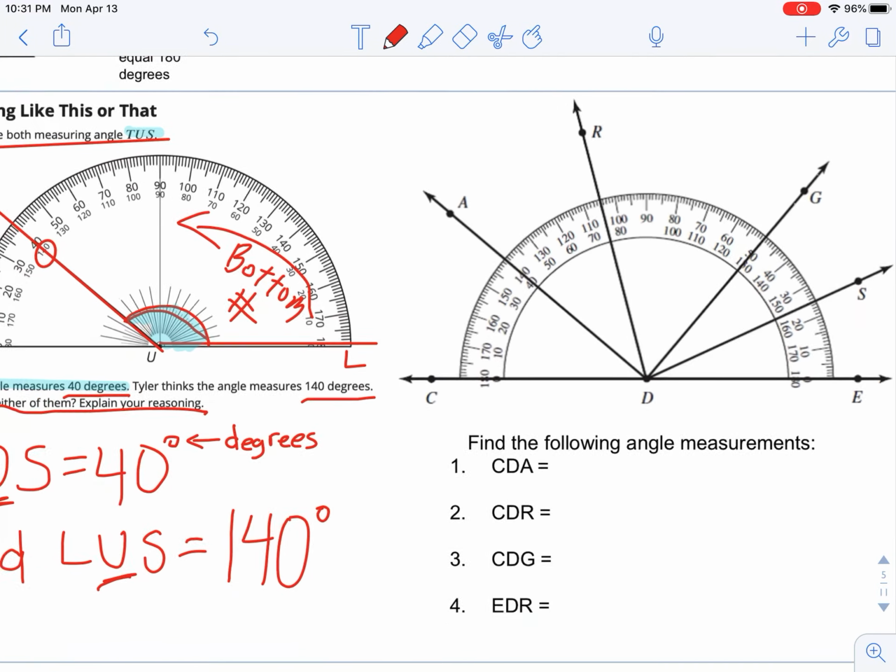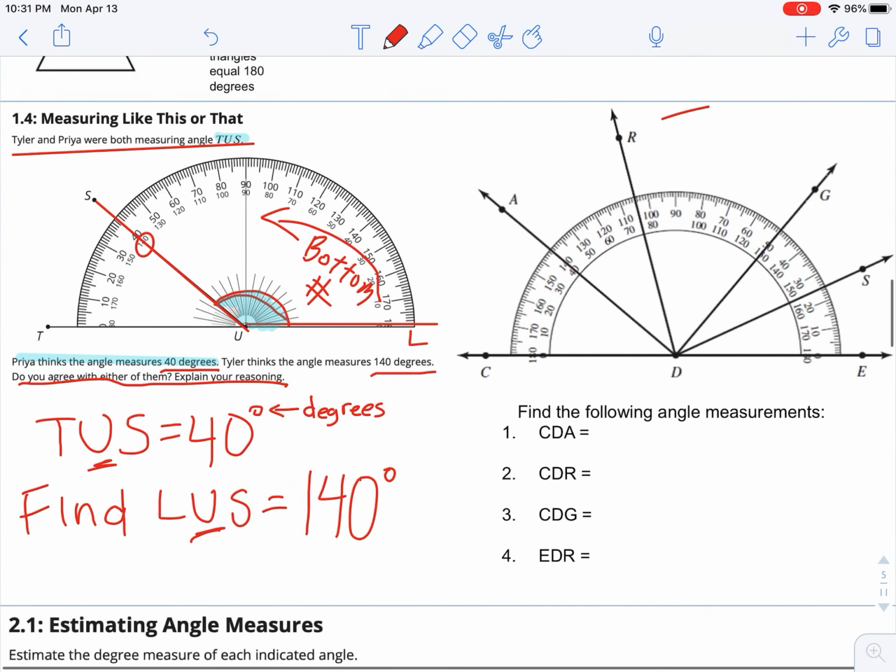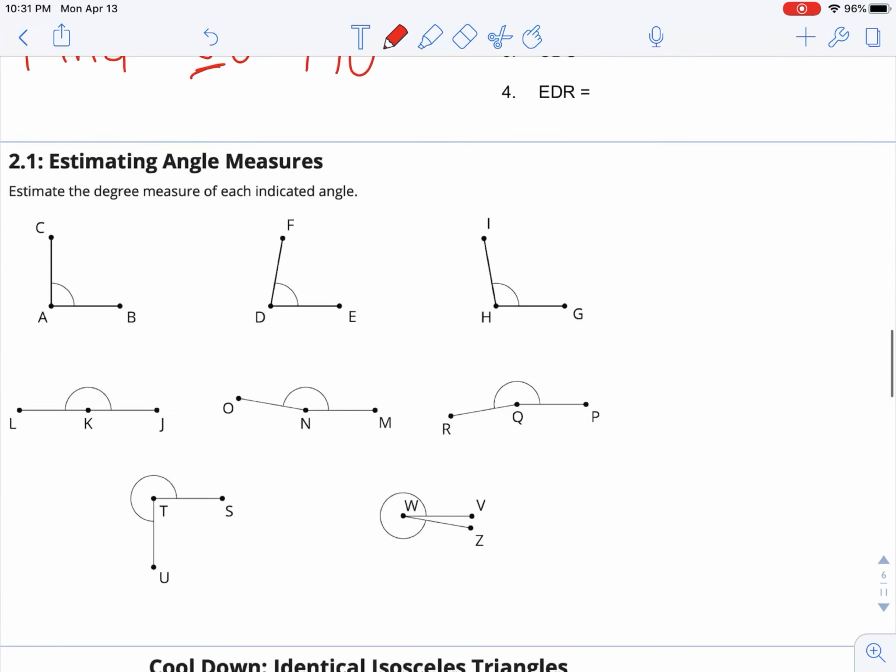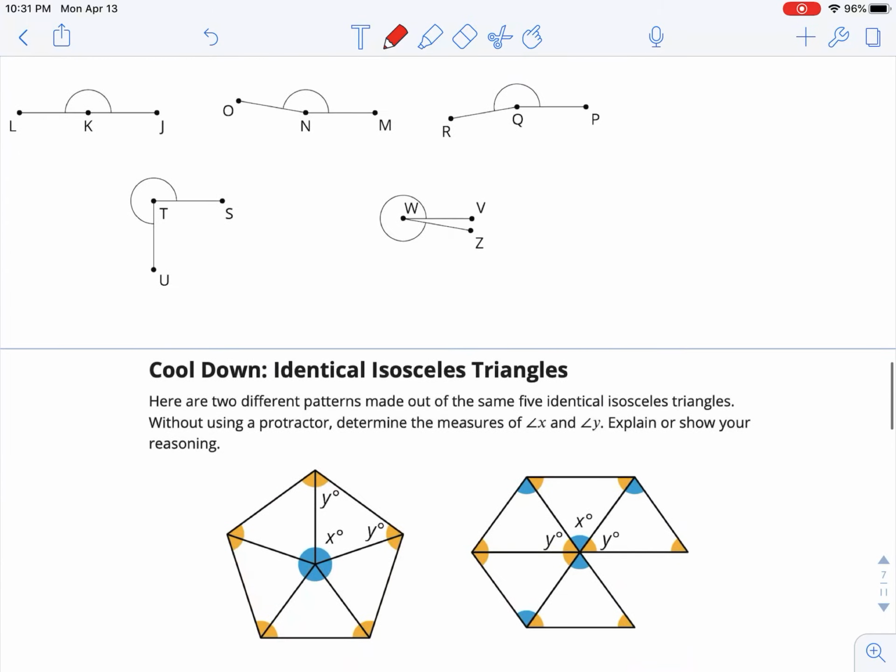And then here's some practice over here on the right for you guys. Down here, estimating angle measures. We just want you to guess about what size these angles are. You can literally just write a number. For example, I'm not saying this is correct, but let's say you thought this one was 23 degrees.